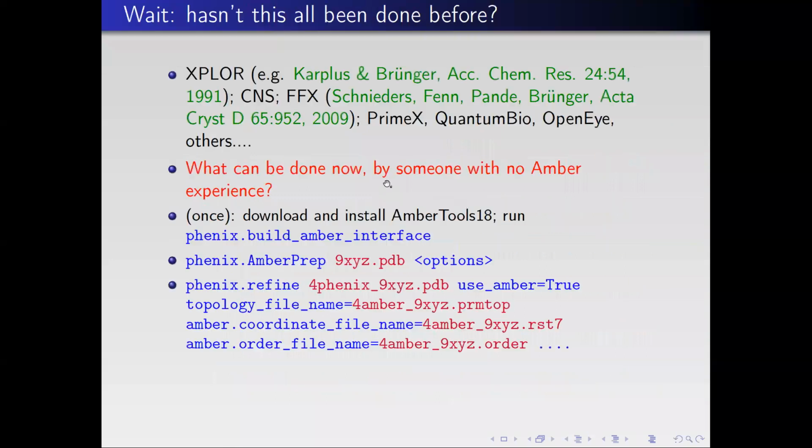So we did that, and this essentially has a long history. Most of what I did and the Phoenix people did is automate this procedure so that if you know how to run Phoenix, you don't have to learn Amber as well.